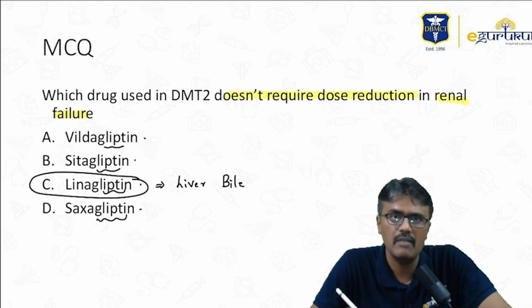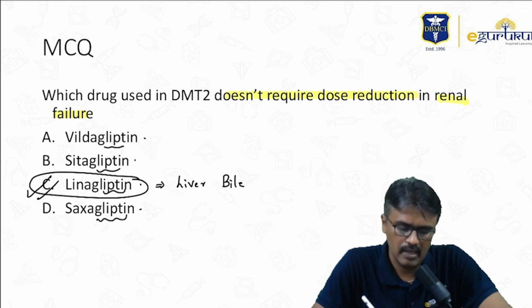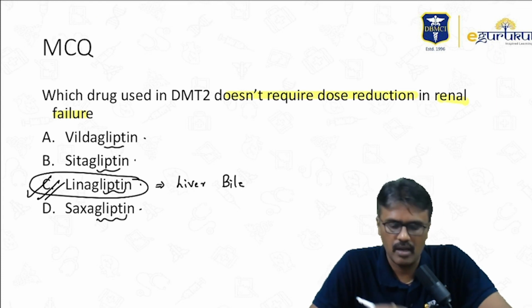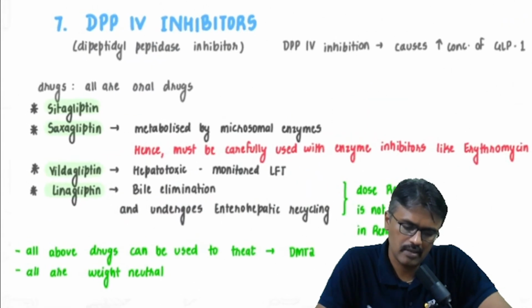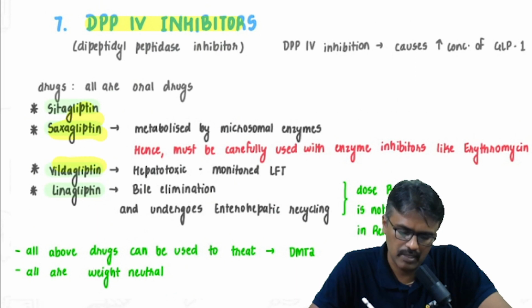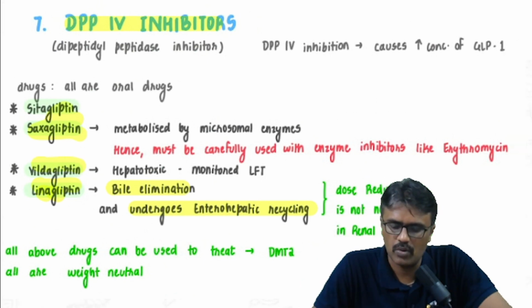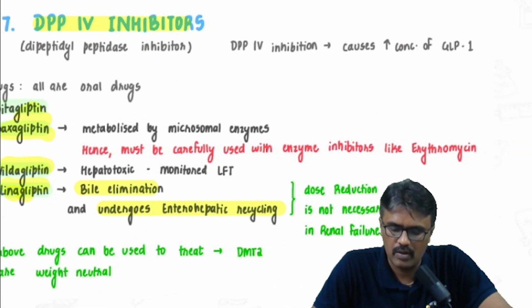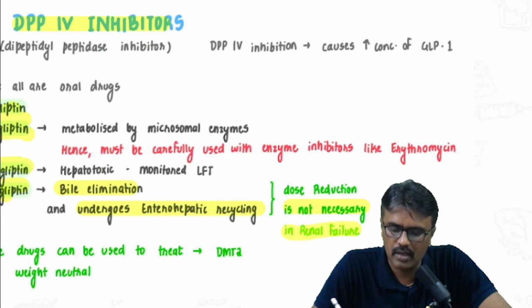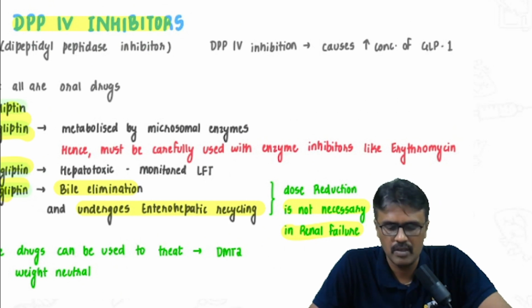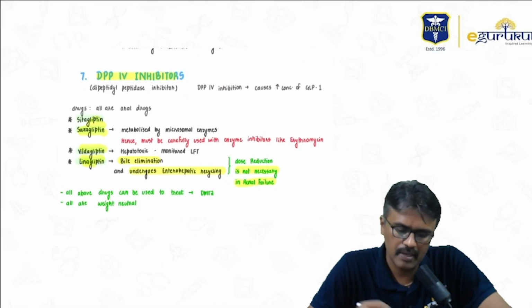So even in renal failure, you can give it with full dose without dose reduction. So the answer is linagliptin. Now this was discussed in the class in the notes, DPP4 inhibitors. I told you the gliptins here, and particularly linagliptin, I told you bile elimination and undergoes enterohepatic recycling. So please note down this point. Dose reduction is not necessary in renal failure. So the answer is linagliptin, guys.